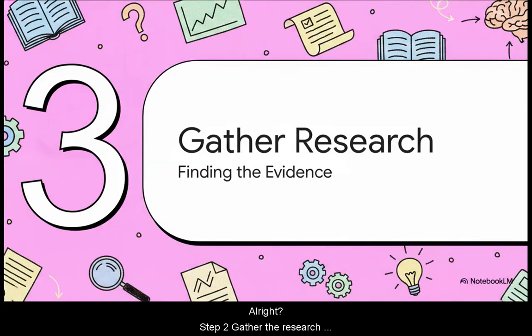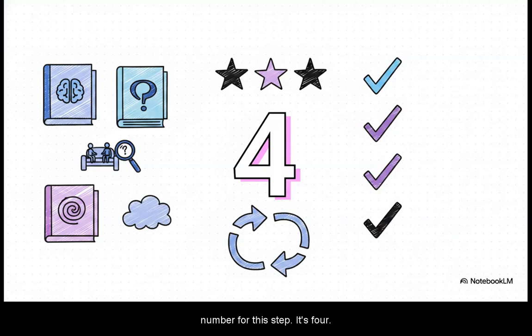All right, Step 2, gather the research, finding the evidence. Once your topic gets the thumbs up, this is where you start collecting the raw materials you'll need. And the magic number for this step, it's 4. You are absolutely required to locate exactly 4 peer-reviewed research articles related to your chosen topic. This is a hard, non-negotiable requirement. Not 3, not 5, 4 solid, peer-reviewed pieces of evidence to build your whole presentation around.